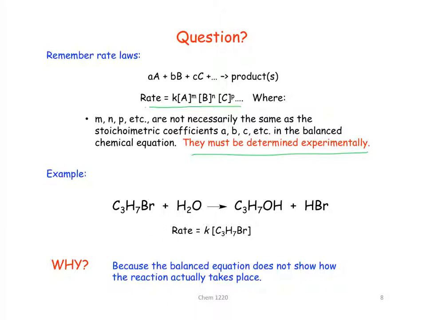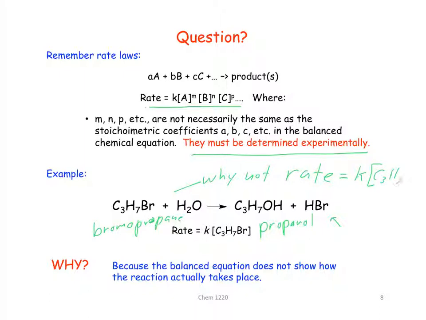So for example, if we look at this reaction down here at the bottom, this is bromopropane, you don't need to know that, bromopropane plus water goes to propanol, it's an alcohol, plus HBr. So why can we not just write out the rate law directly from this equation? Why does the rate not equal k times C3H7Br times water? In fact, it's not. So here's the actual rate law.